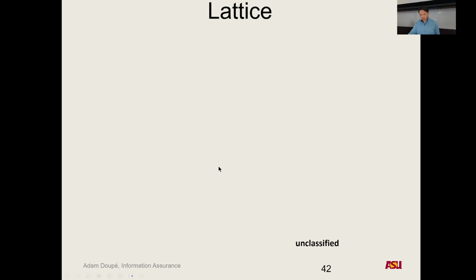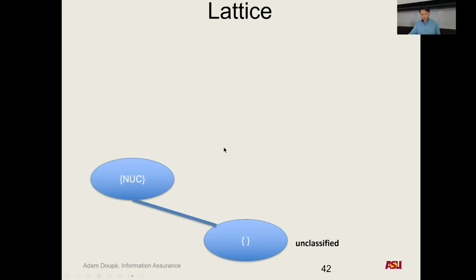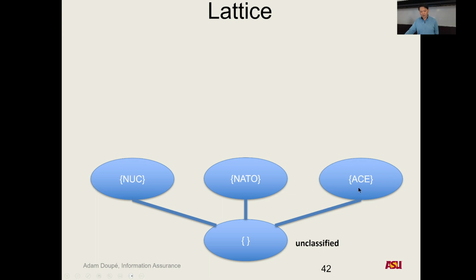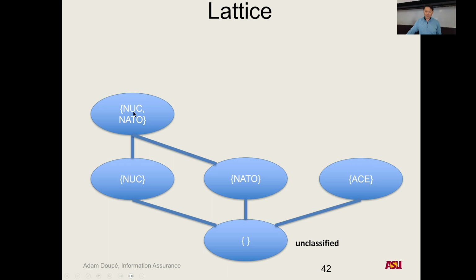So we can use the lattice module. From the bottom, this is just the empty curly brace, which is defined as unclassified. This unclassified can be part of the upper layers, the NUC, NATO, and ACE. That is the category, right? We define these three categories, and they can be a subset of the upper layers.